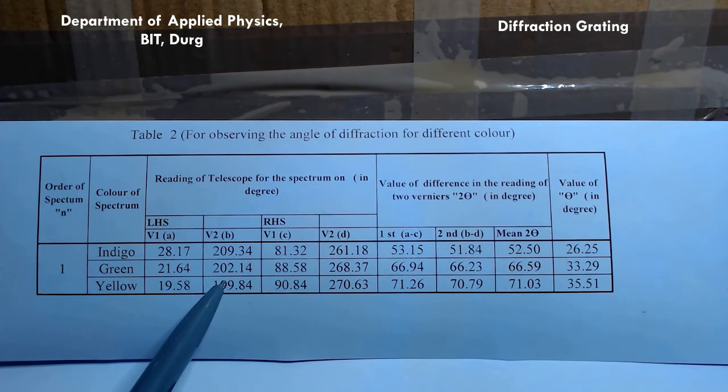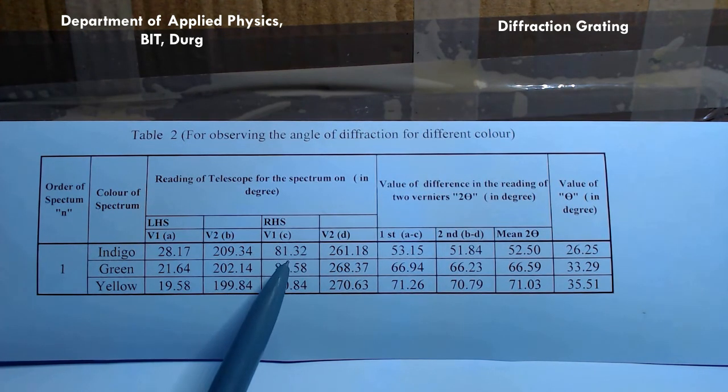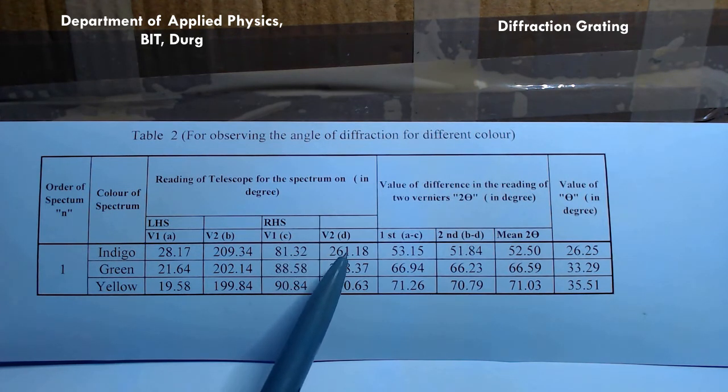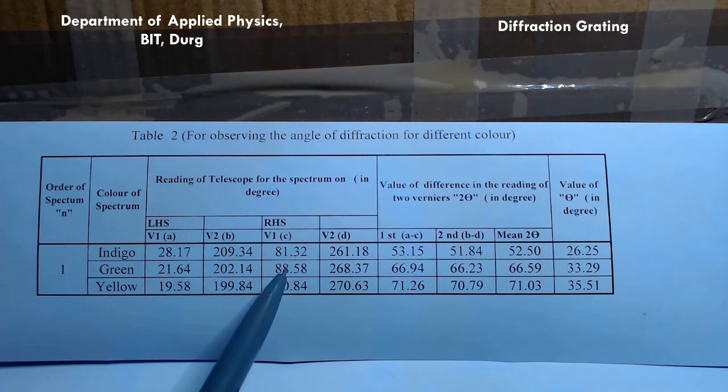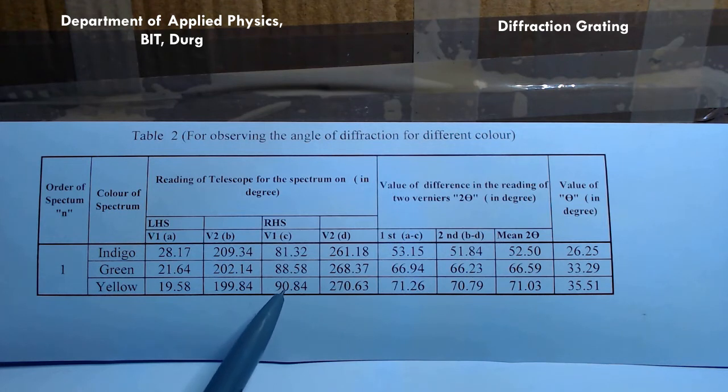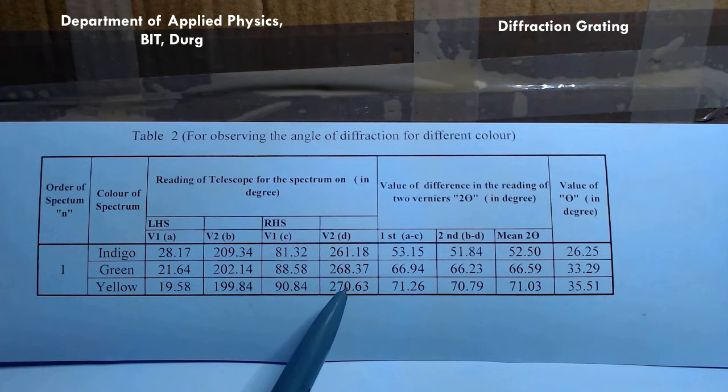Similarly, when we moved our telescope in the right hand side, for indigo, the two verniers were having the reading of 81.32 and 261.18. For green, the two verniers were having reading of 88.58 and 268.37. And for yellow, the reading was 90.84 and 270.63.